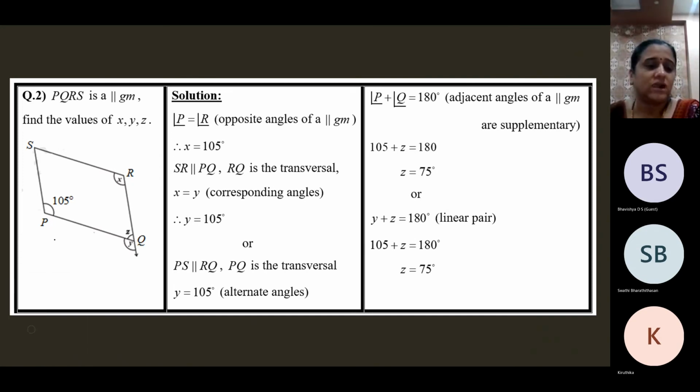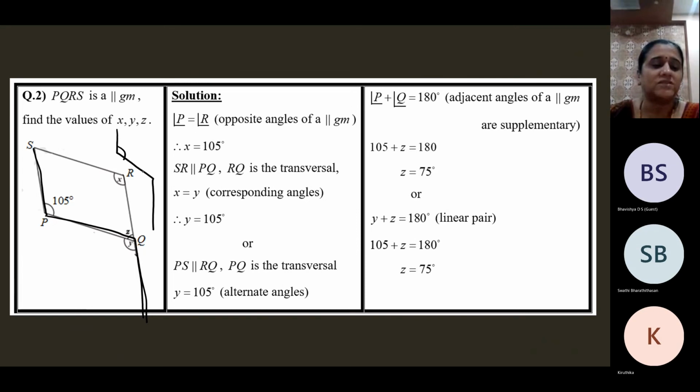See here. This is one of the parallel lines. This is the transversal. And this is the parallel line. It's continuing like this. You can produce it. So I've just produced it. You can see something like this: parallel line, transversal, parallel line. Alternate interior angles are equal. So Y is equal to 105 degrees.